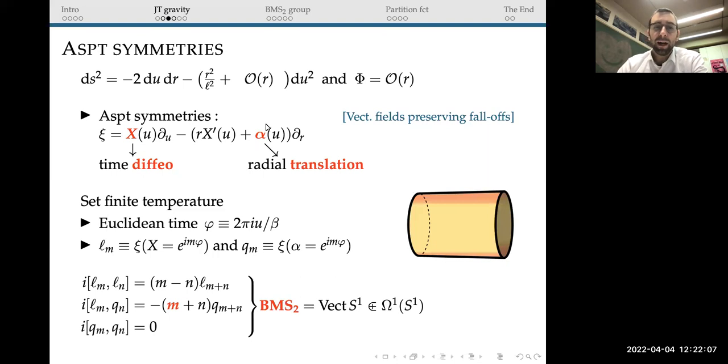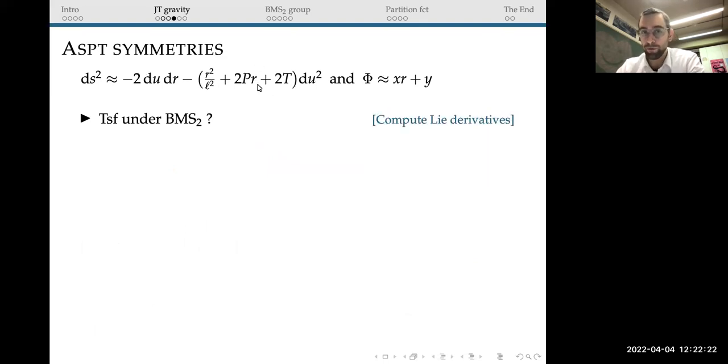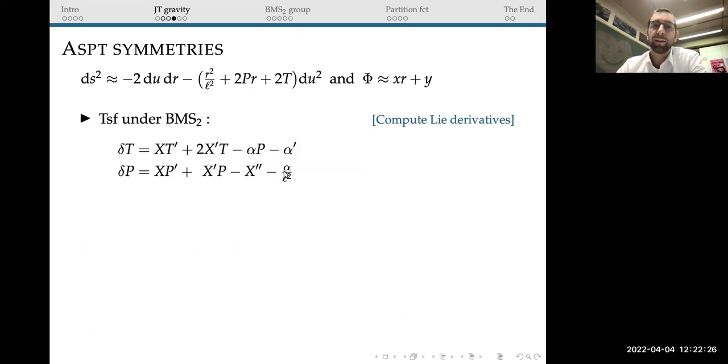So this is the algebra of off-shell asymptotic symmetries, and we can now ask how these asymptotic symmetries act on solution space. Suppose that you have those on-shell data, we ask how they transform under BMS2. So we literally compute the Lie derivative, for example, of this metric under BMS2. If you do this, what we will find is this transformation law for the functions C and P.